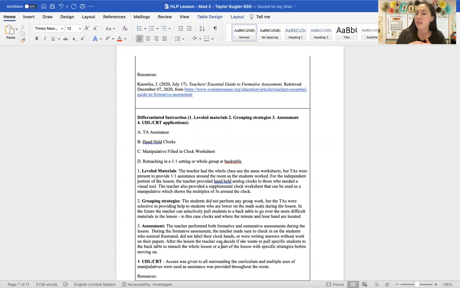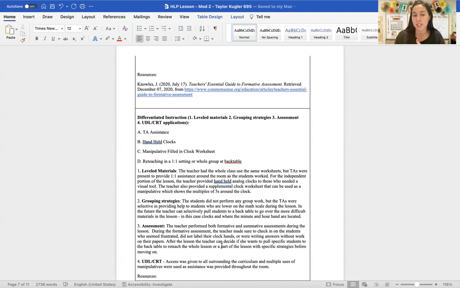For Matthew, he really responds well to visuals. He should be able to do this, but being on task is a big problem for him. So he has visuals on his desk that I can use to redirect him, but also I can provide him the one-on-one assistance as well as the already filled in clock. Leveled materials, so the TAs are going to walk around as well, helping out where they're needed. This group does not do group work just due to behaviors and different strategies. So during the whole group instruction, I try to get them all engaged as one.